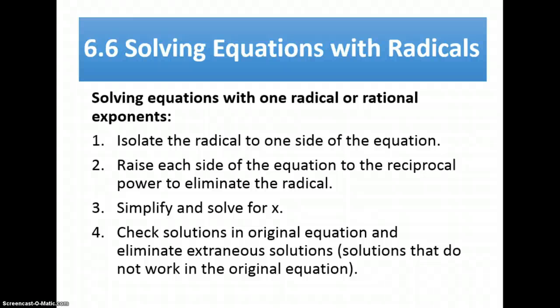Hello, Algebra 2 students. Today we are going to be looking at a video, 6.6, Solving Equations with Radicals and Rational Exponents. This first slide shows the 4 steps that we're going to be taking to get to our solutions. First step is to isolate the radical to one side of the equation. Second step, raise each side of the equation to the reciprocal power to eliminate the radical.